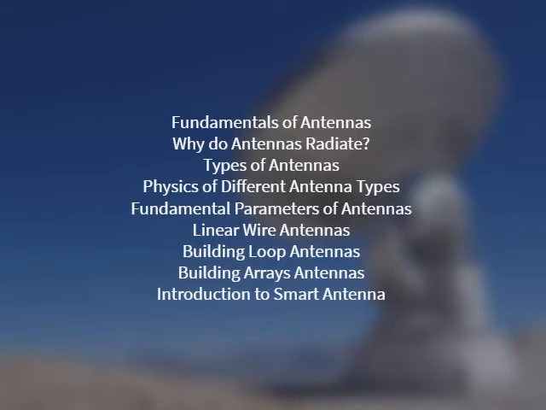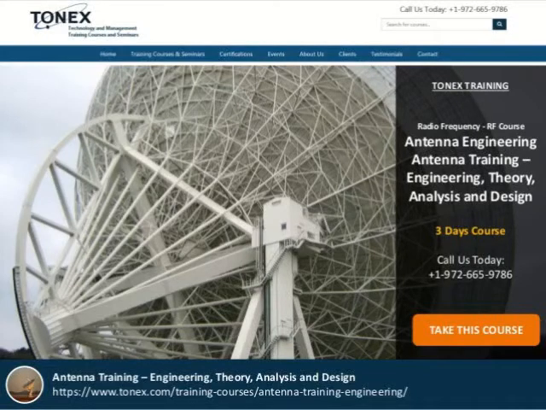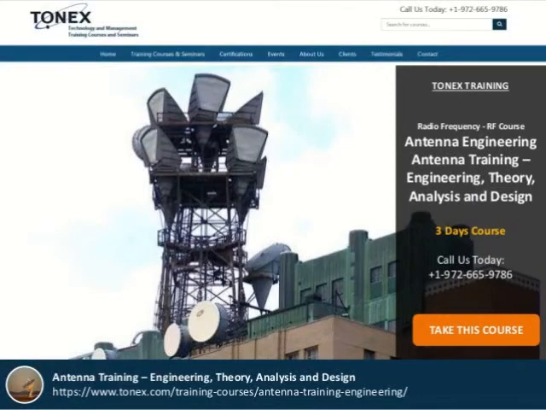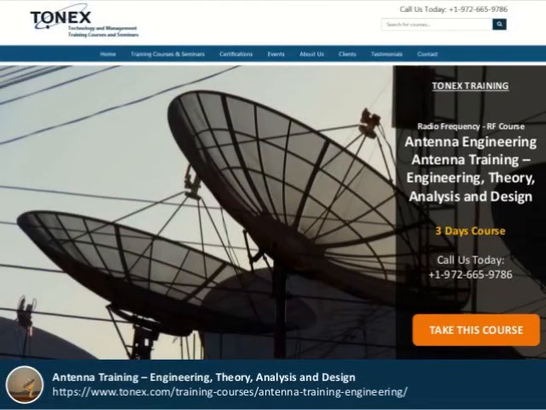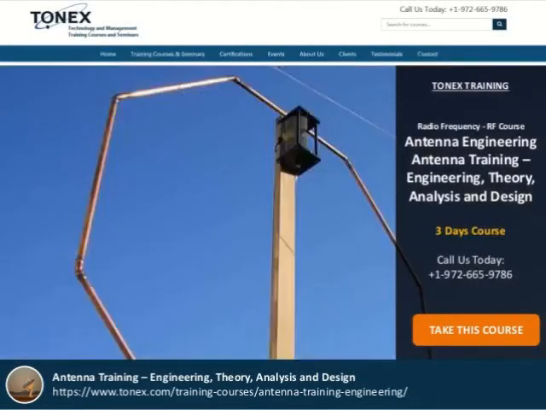Introduction to smart antenna. Learn the theory and practice of antenna engineering, including the basic operation of antenna, antenna types, applications, and physical properties from basic to state-of-the-art. Antenna training topics also include radomes, materials, modeling and simulation, and measurement techniques.